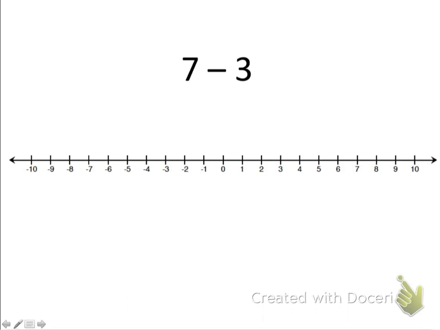Alright, let's do some examples. Now this example might seem very, very easy to you. However, we need to start here to make sure that you really understand it. Our first number, in this case our 7, is where we're going to start. So, I'm going to start by plotting our point at 7 on our number line. Right there.